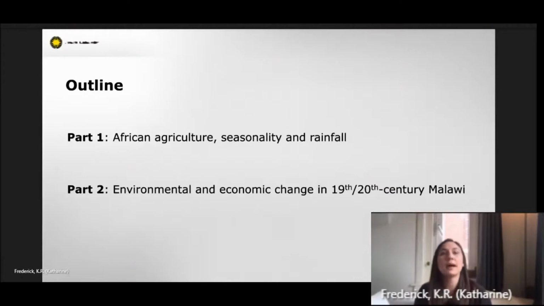So I'm going to begin by briefly discussing this relationship between rural communities and the wet and the dry seasons, which in turn determine the timing of agricultural seasons, which we refer to as seasonality. I'll then move on to discuss a case study of how changing seasonality in Malawi's Lower Shire Valley helped influence quite profound economic change as villagers in the region responded to changing environmental conditions.